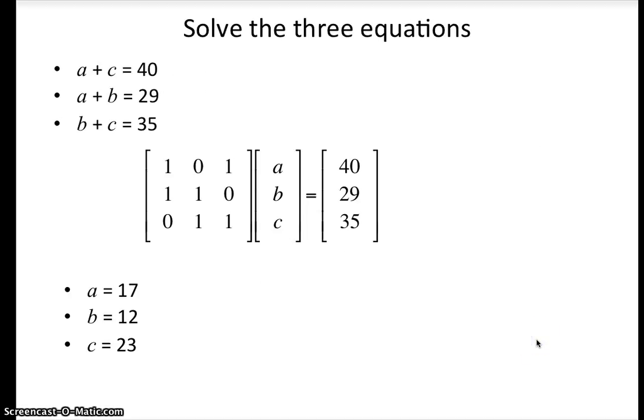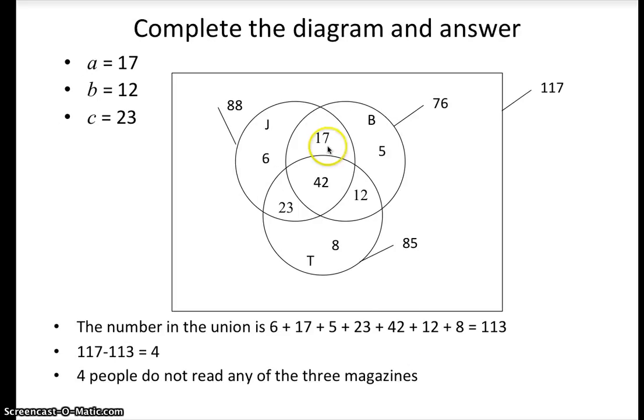Now we solve them, and of course we know how to use matrices now. You could also use substitution or elimination, any method you'd like. It boils down to these three equations, and the answers are A is 17, B is 12, C is 23. So we fill these numbers in, 17, 12, and 23, and again we have the entire three circle shape filled in.